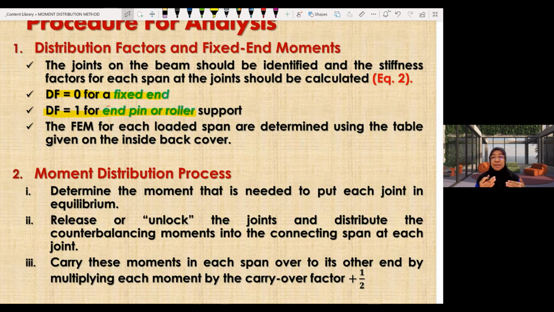Counterbalancing moment means we convert from member end moment to joint moment first, and only then can we distribute the moment. Counterbalancing means we have to change the member end moment into joint moment, because the joint moment we times with the distribution factor. And then the next step is we carry this moment using the carryover factor. It is 0.5 for far end fixed and internal support. So if the far end is a roller or a pin, we use one.